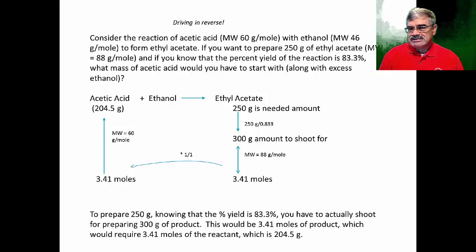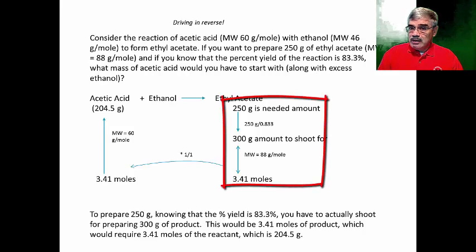So let's think about this. If you know that the reaction only works and forms a product 83.3% of the time, and you want to get 250 grams by the end of the day, you have to actually try to make more, in this case 300 grams of the product, because you know that it doesn't always work, that you only win or succeed or have a successful reaction 83.3% of the time. Now, how did I get that 300? Well, you take the amount that you need to obtain, 250 grams, and you divide by the success rate, or 0.833, the percent yield, to get the mass that you should shoot for in order to really get 250 grams. That's where the 300 comes from.